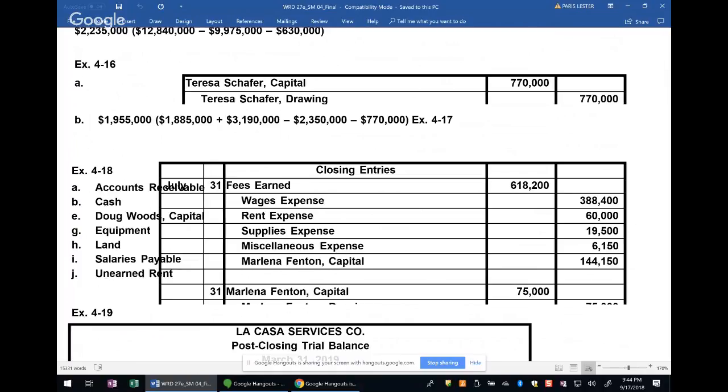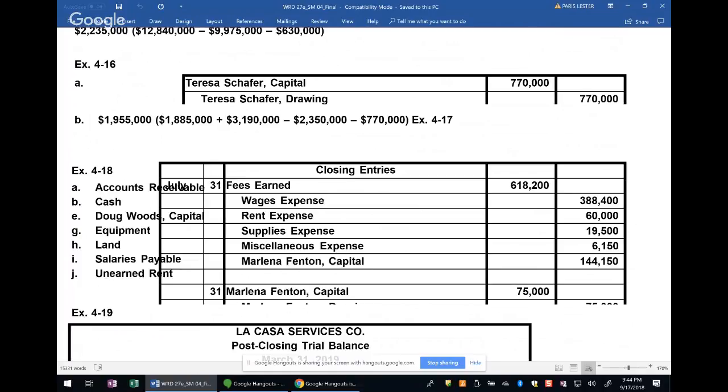All right, debit your fees earned. Credit your rent, supplies, and miscellaneous. Well, now that don't look like a net loss to me. What? Yeah. Is it a net loss? It's a net income, isn't it?